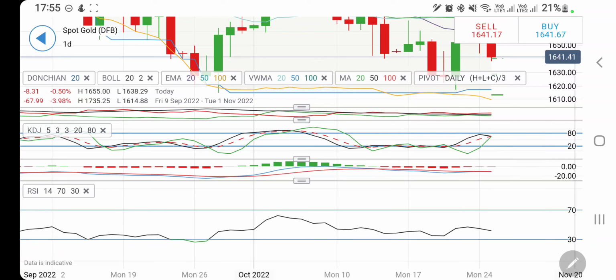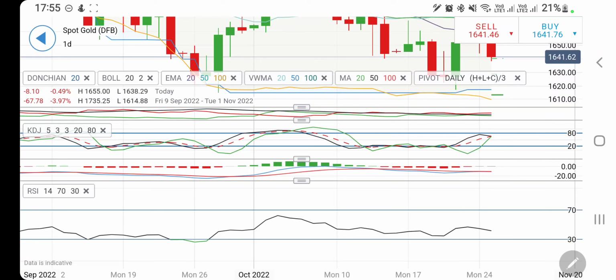On the upside, the stop loss you should keep at 1645 plus levels. And yes, if you see it trading above 1650, you can buy there. Above 1650 we can expect another round of rise, where you can expect 1654, 1658, 60, and beyond that it is going to fly. So take your positions accordingly.